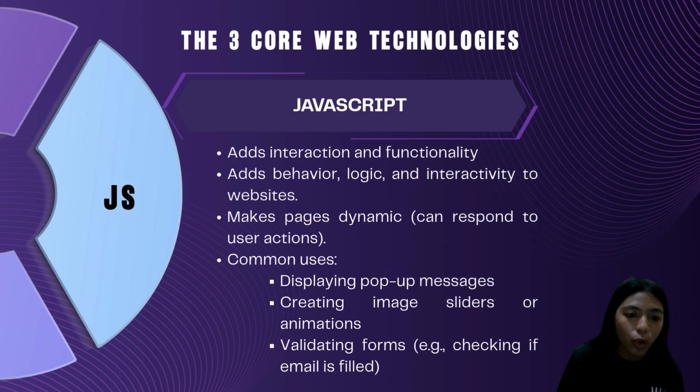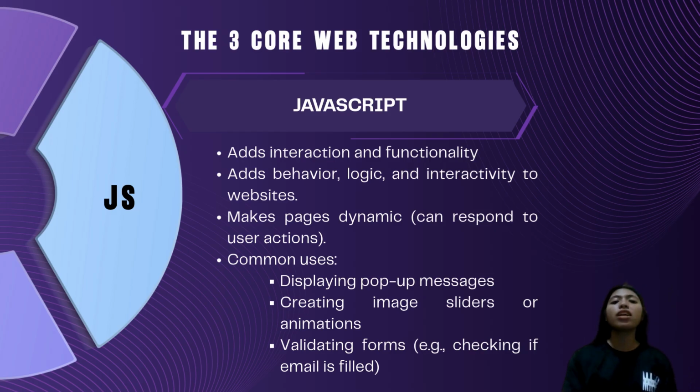The last of the three core web technologies is JavaScript. First bullet: it adds interactions and functionality. Next, it adds behavior, logic, and interactivity to websites. Next, it makes pages dynamic and responsive to user actions. Next are common uses: displaying pop-up messages, creating image sliders or animations, and validating forms.